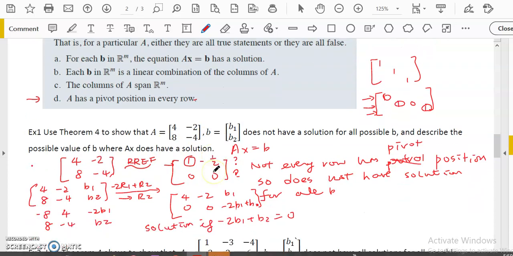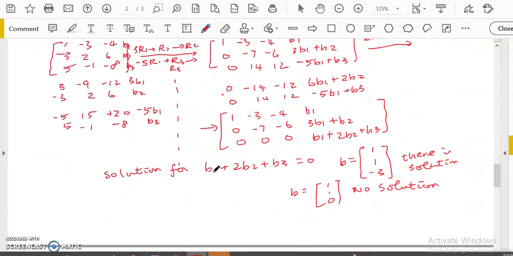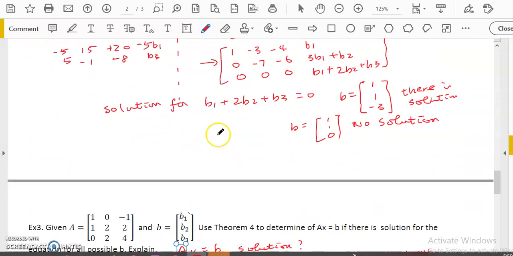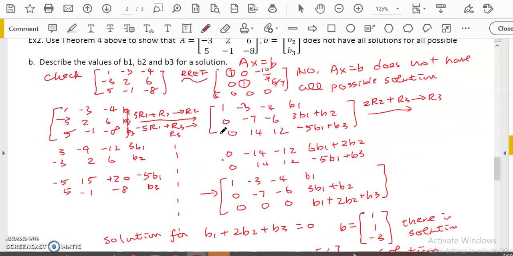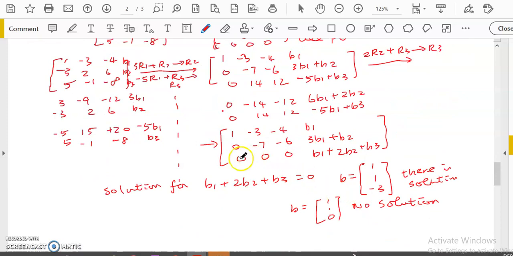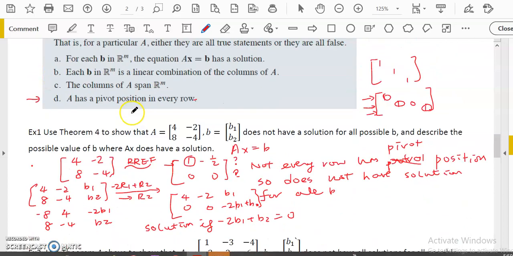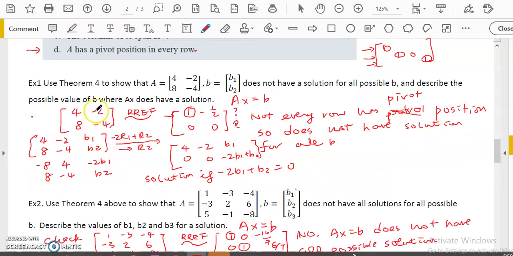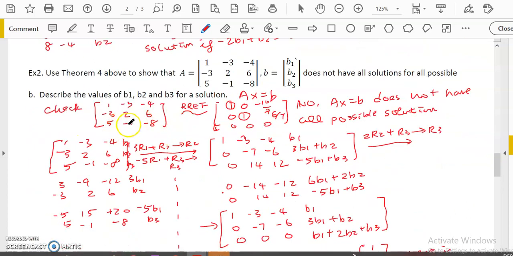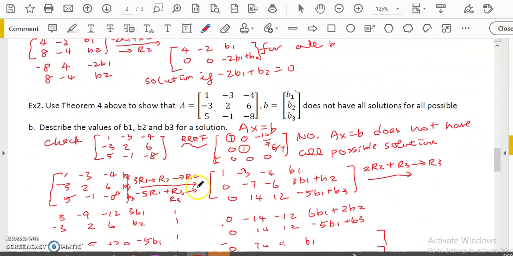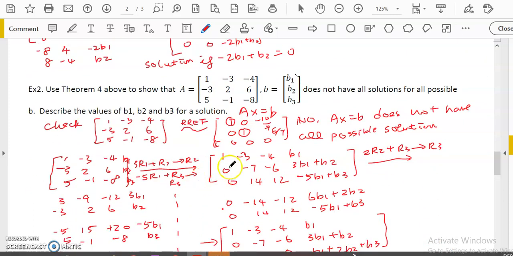If you don't have a pivot position in every row, then you might sometimes have no solution, sometimes you have a solution. To find out, you have to do elementary row operations. So make sure that you master these. The questions, like this question and these two questions, are doing manual calculation, and that is important.